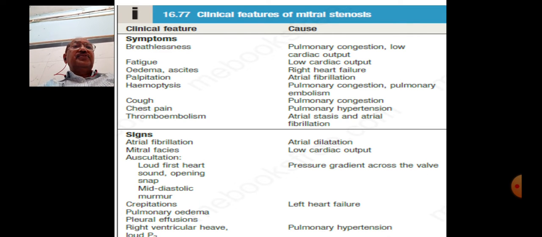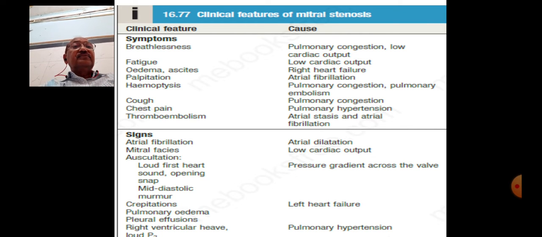Now, the clinical features of mitral stenosis, as we discussed, exertional dyspnea and later on even dyspnea at rest, is caused by pulmonary congestion and low cardiac output. Fatigue, of course, by low cardiac output. Edema and ascites are produced by right-sided heart failure. Palpitation is produced usually by atrial fibrillation. Hemoptysis is produced by pulmonary congestion and pulmonary embolism.